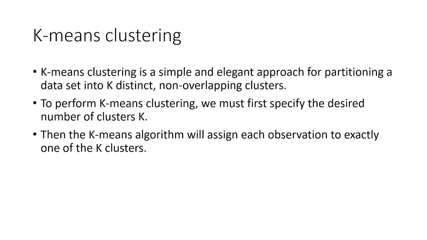To perform k-means clustering, we must first specify the desired number of clusters k. So how many clusters do you want to have in this data set? You're going to have like 2 clusters, 3 clusters, or 4 clusters, and so on. Then the k-means algorithm will assign each observation to exactly one of the k clusters.